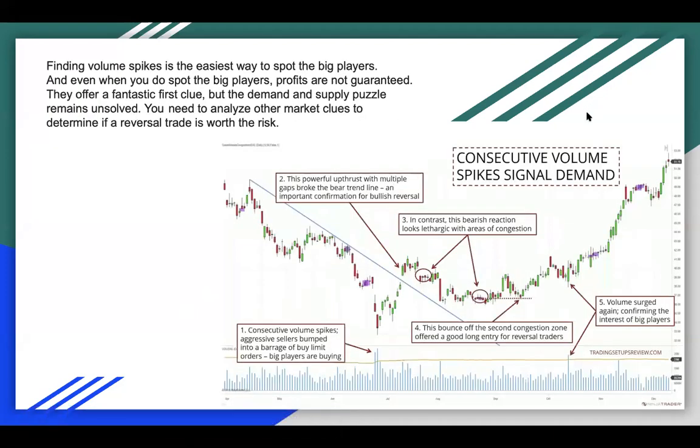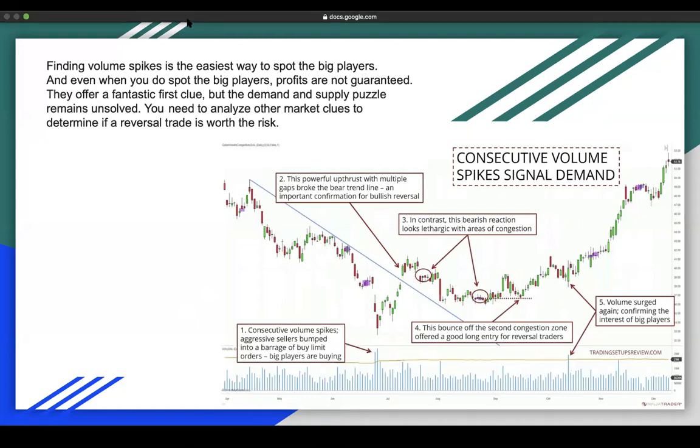Finding volume spikes is the easiest way to spot the big players. And even when you do spot the big players, profits are not guaranteed. They offer a fantastic first clue, but the demand and supply puzzle remains unsolved. You need to analyze other market clues to determine if a reversal trade is worth the risk or not.